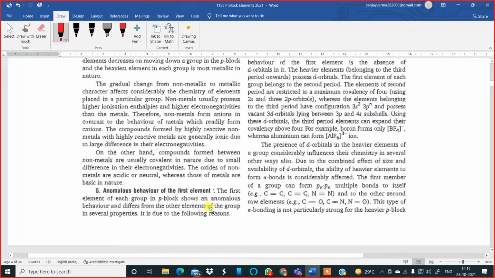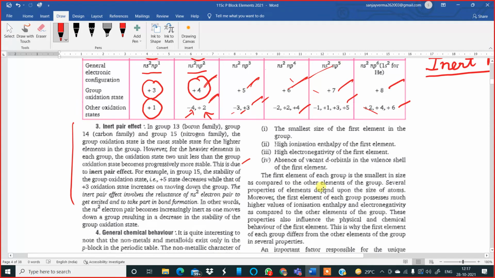The first element of each group in the p block shows an anomalous behavior and differs from the other elements of the group in several properties because of the following reasons: small size of the element, high ionization enthalpy, high electronegativity, and most importantly, absence of vacant d orbitals in the valence shell. That means there are no d orbitals at all. Because of all these four factors, the first element of any group behaves anomalously.